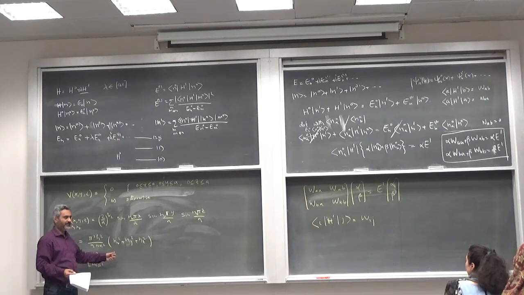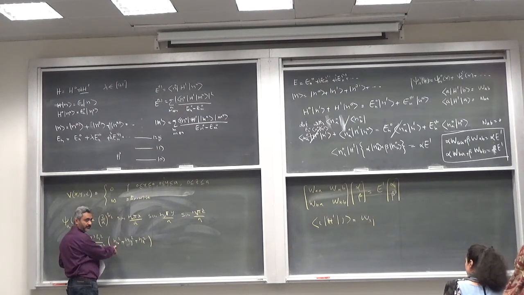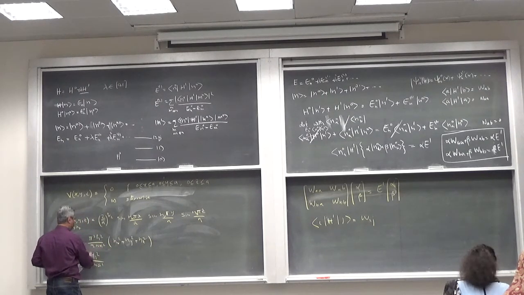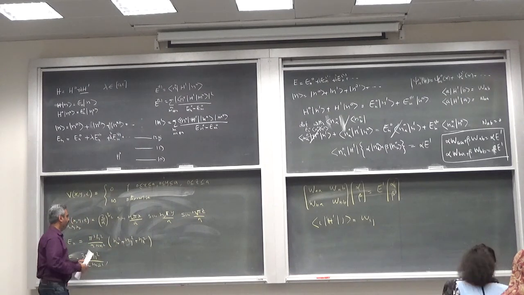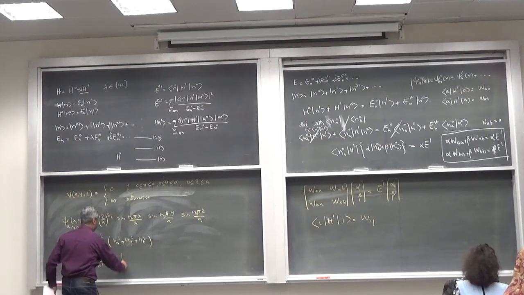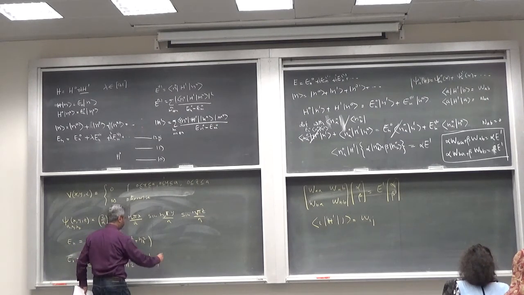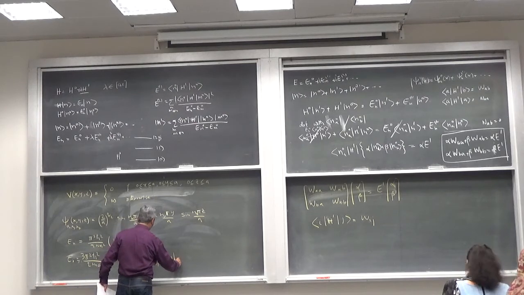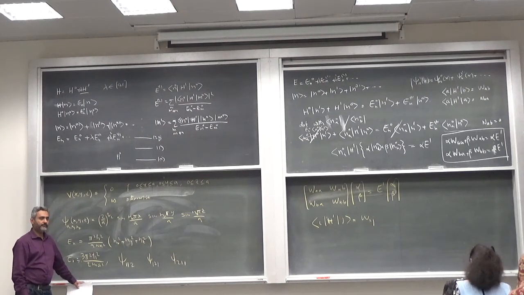So the smallest value that n can have is 1, and so nx would be 1, ny would be 1, and nz would be 1, and so this is the ground state energy. But now if you look at the first excited state, any two of these could be 1, and the next one could be 2. And so you have three states, psi 1,1,2, psi 1,2,1, and psi 2,1,1, which are degenerate.